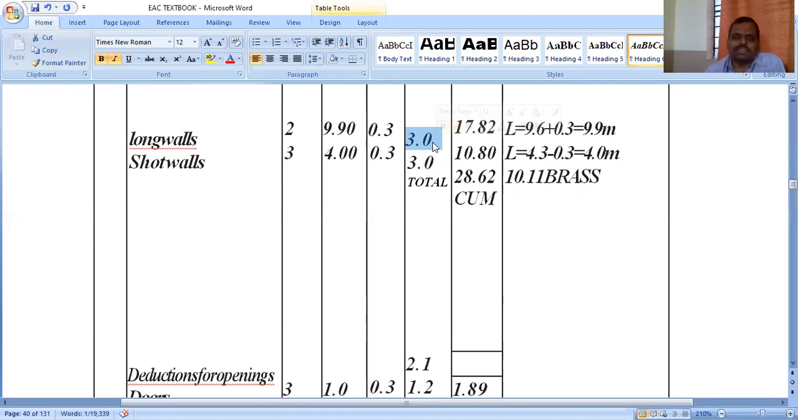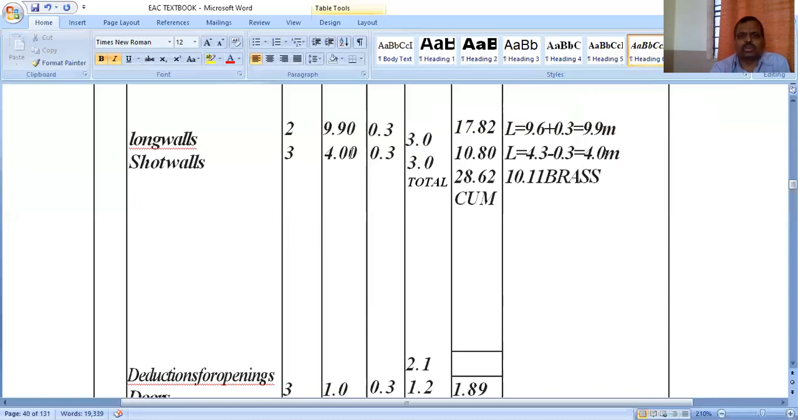After multiplying it, what are we going to get? It is 2 into 9.9 into 0.3 into 3. The answer is 17.82 cubic meter.